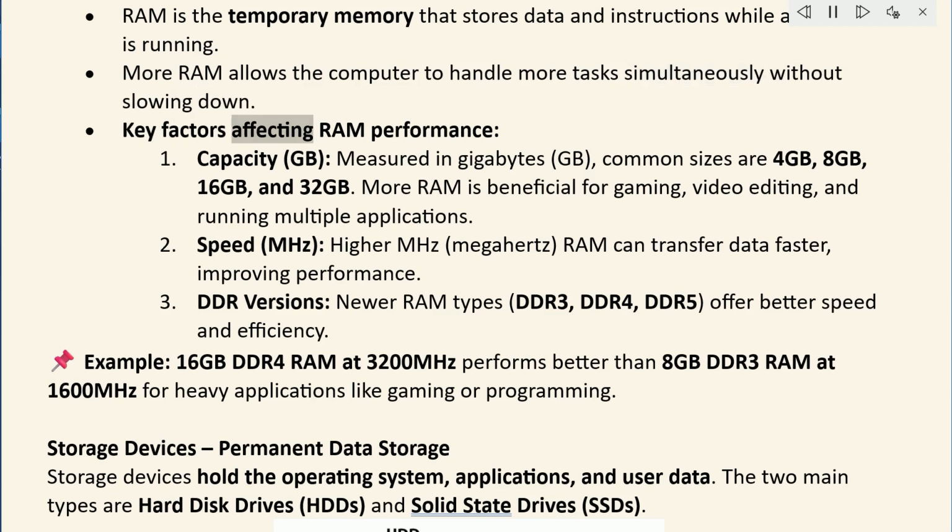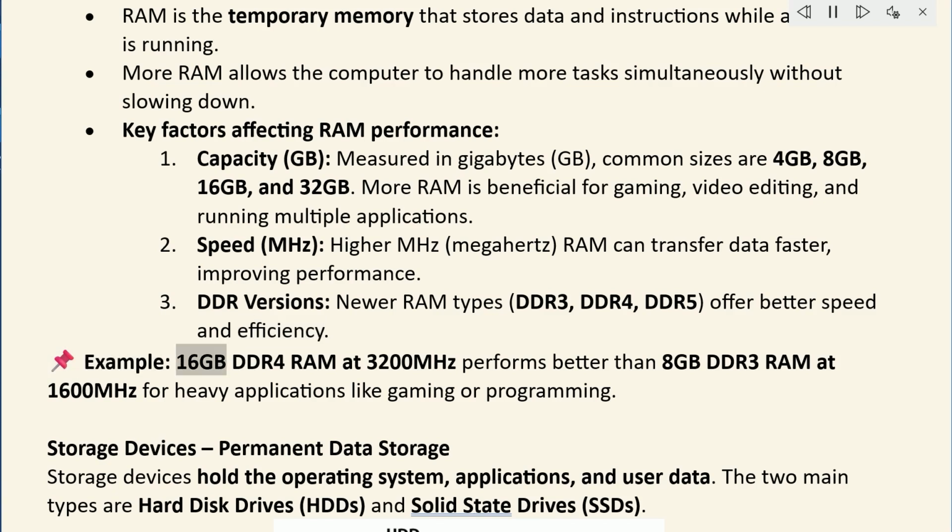Key factors affecting RAM performance. Capacity, measured in gigabytes, GB. Common sizes are 4 GB, 8 GB, 16 GB, and 32 GB. More RAM is beneficial for gaming, video editing, and running multiple applications. Speed, measured in megahertz. With higher megahertz, RAM can transfer data faster, improving performance. DDR versions, newer RAM types, DDR3, DDR4, DDR5, offer better speed and efficiency.